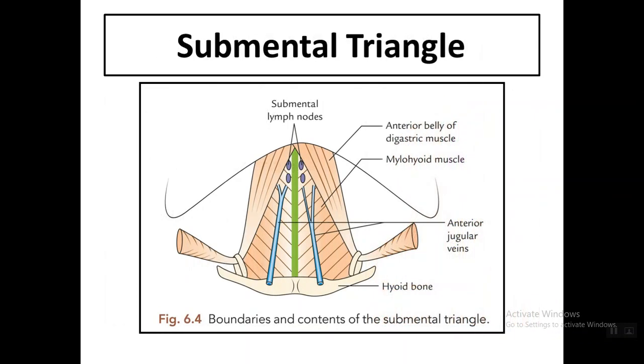First, we will take the submental triangle. This triangle is bounded by the anterior bellies of the two digastric muscles, and its base is formed by the body of the hyoid bone. Its floor is formed by this muscle that is called the mylohyoid muscle.